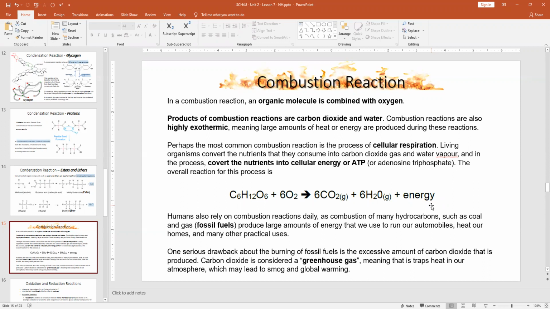We heavily rely on these fossil fuels because we use them in these combustion reactions to yield the energy that we need to live our lives the way we do today.